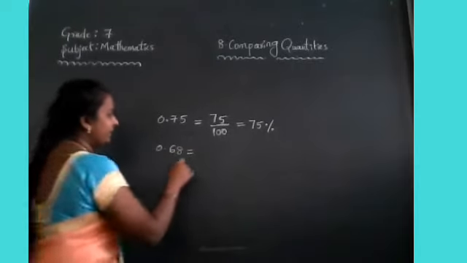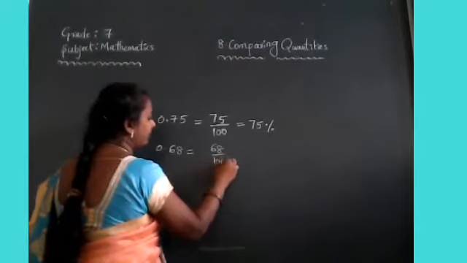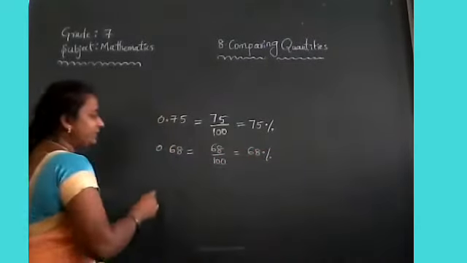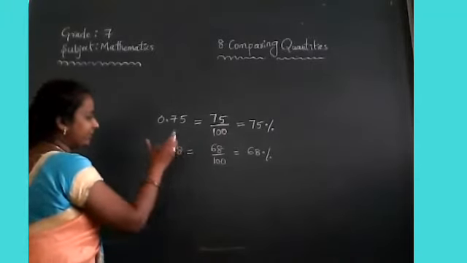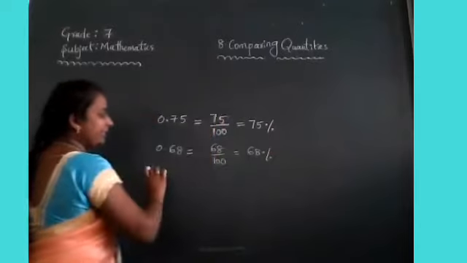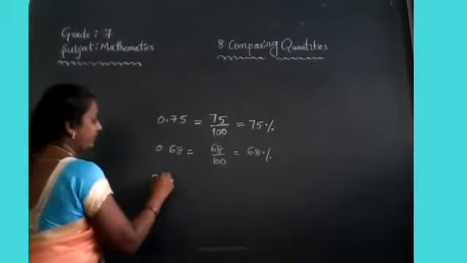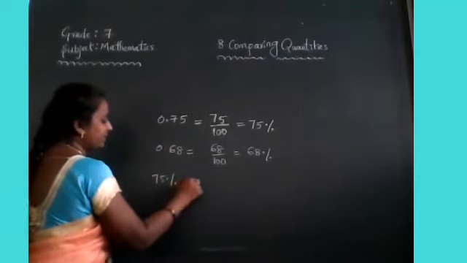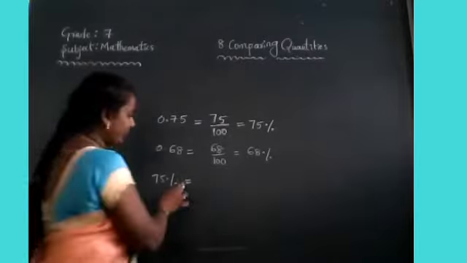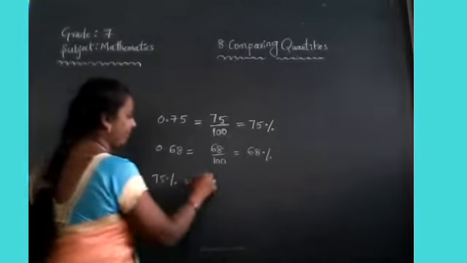How to write 0.68 as a percentage? You have to write 68 by 100, that is 68%. So like this you have to convert decimal to percent. Now, percentage to decimal, how to write? Take 75%. Before writing that one as a decimal, we have to write it in the form of a fraction.